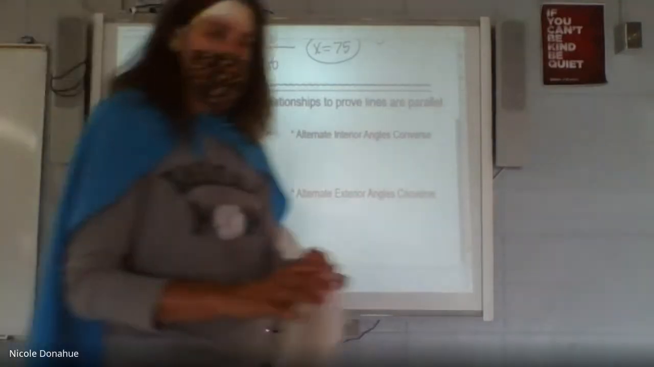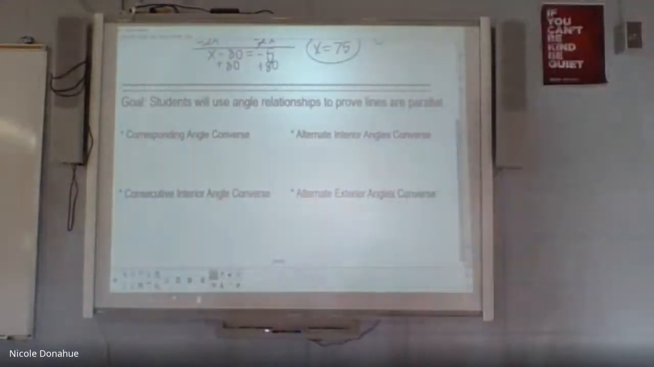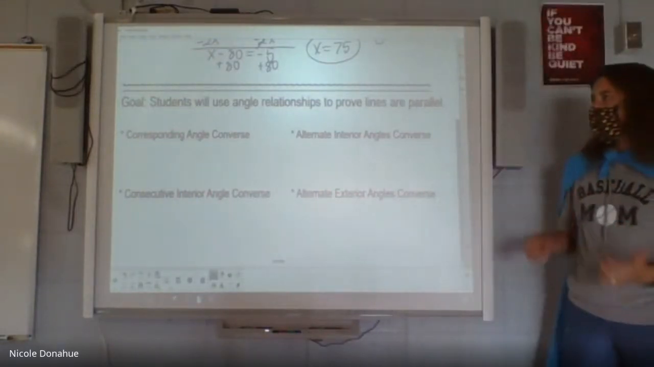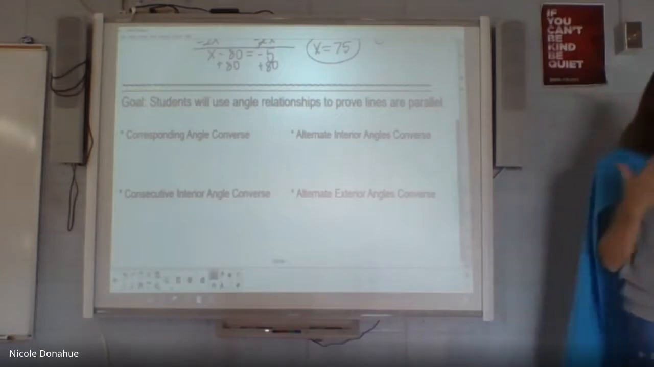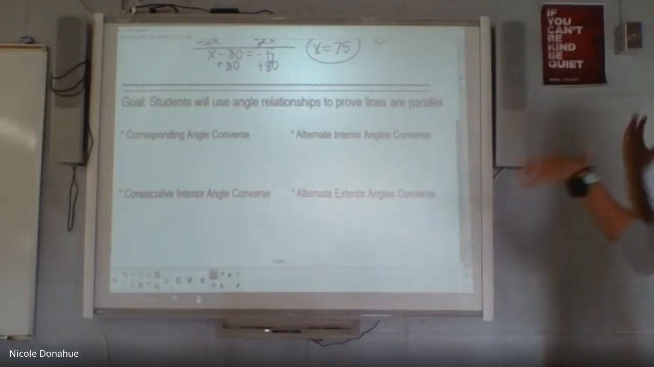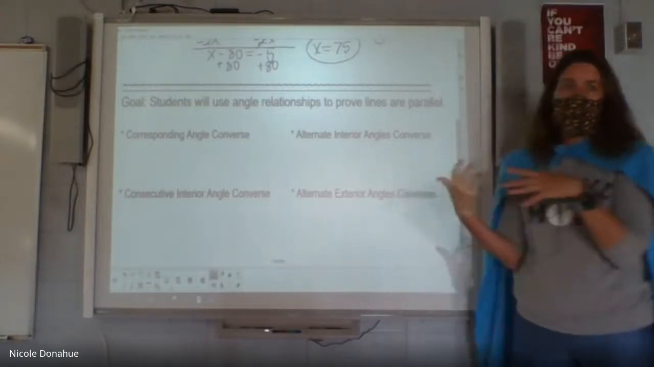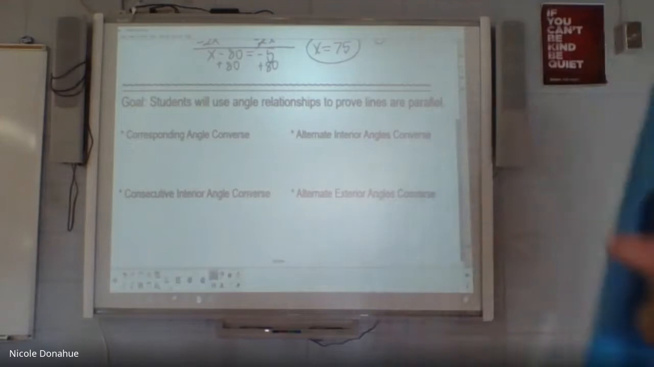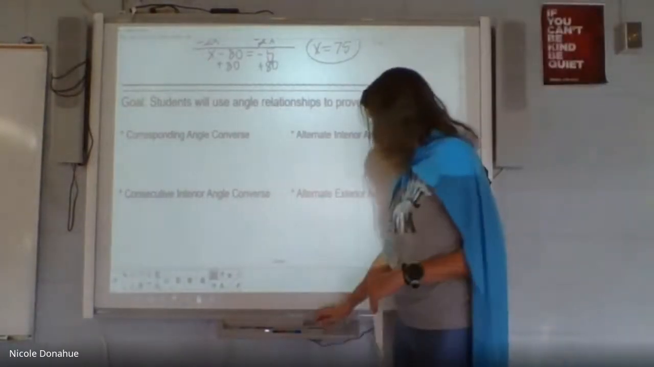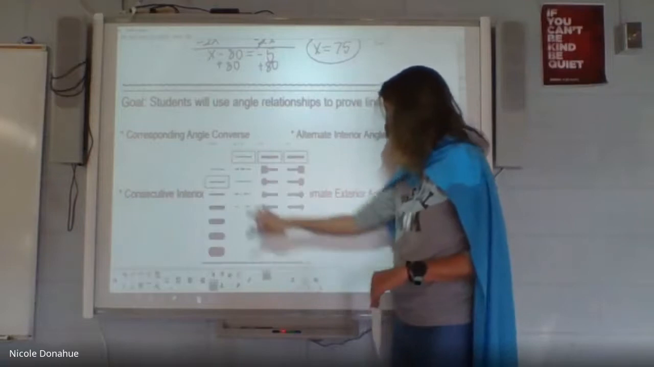All right. So basically what we're learning today is that what we learned yesterday, that if lines are parallel, angles were either congruent or they were supplementary, we're going to learn that the opposite of that is also true. So if I have congruent angles, then that means the lines are parallel. So it's a way to prove lines are parallel. These are going to seem like really similar rules as we talked about yesterday.